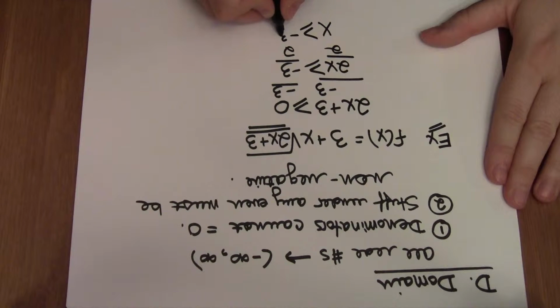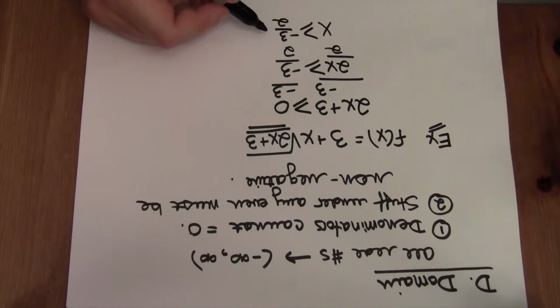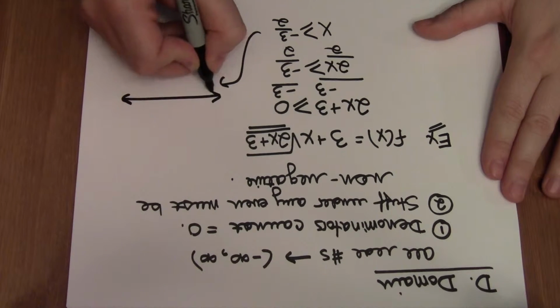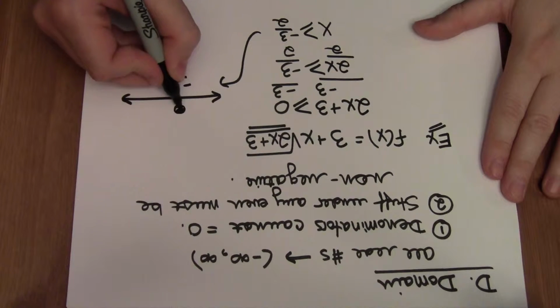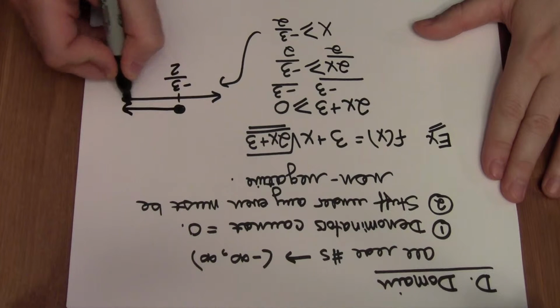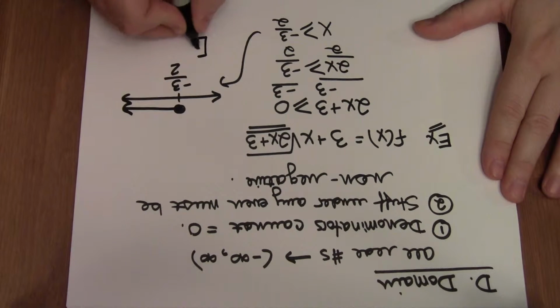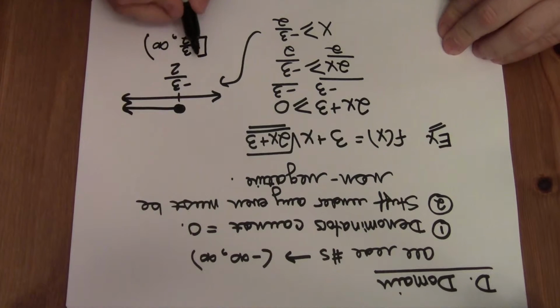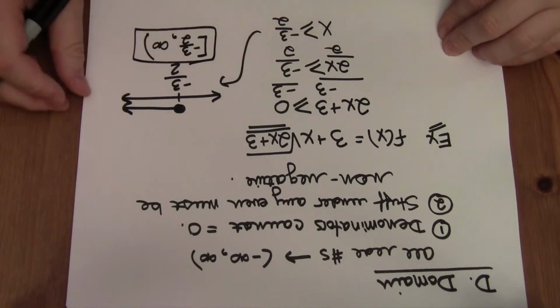X is greater than or equal to negative 3 halves. So I want to talk about all the x values greater than or equal to negative 3 halves. It might help you to draw a little number line to get your interval notation. If you feel like you don't need to do this step, of course that's fine. But all the x values greater than or equal to negative 3 halves can be represented as, with a bracket, negative 3 halves, comma, infinity, with a parenthesis at the end. Those are all the x values I'd be allowed to plug into that function.